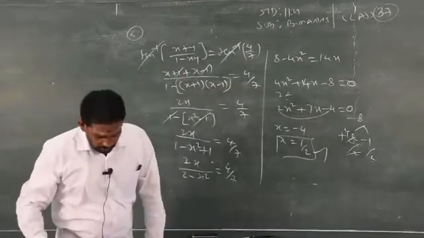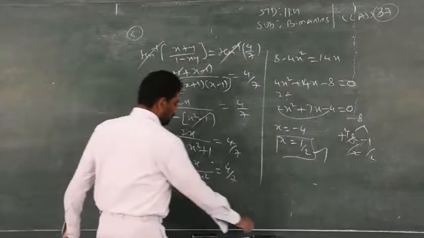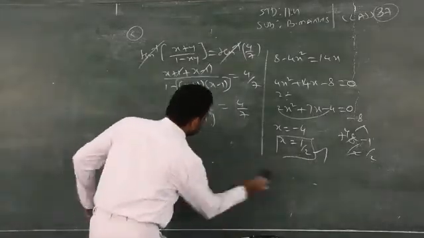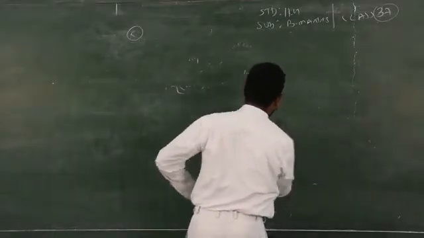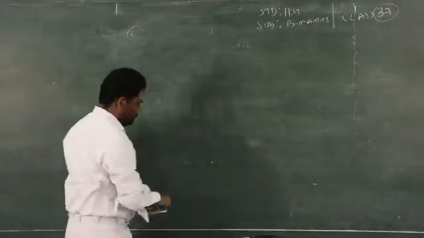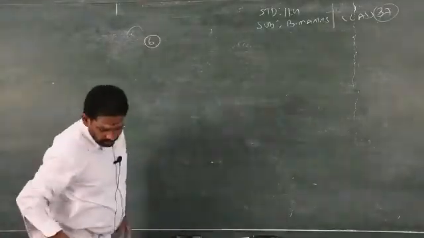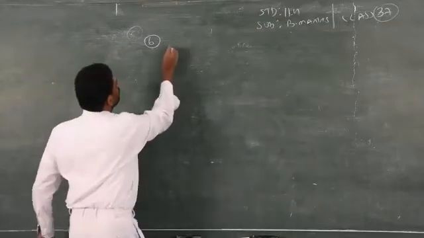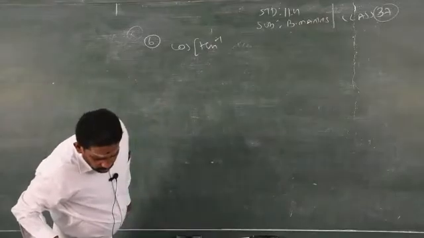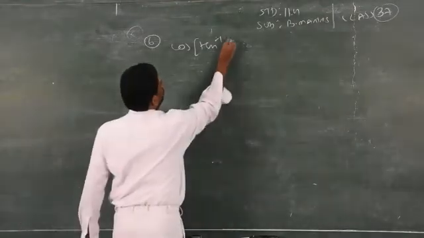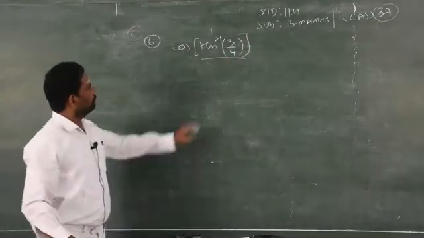Clear? To the sum number 6. The second subdivision is homework. We will do the first subdivision now. Sum number 6. Evaluate cos of tan inverse 3 by 4. You have to find the principal value for this one.